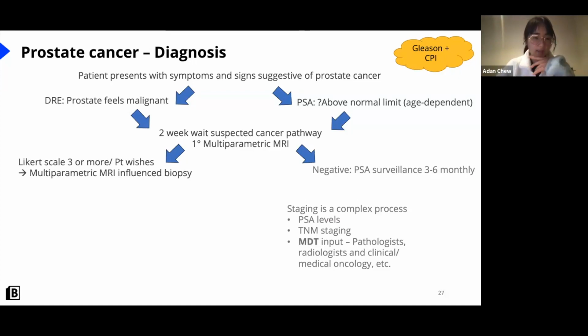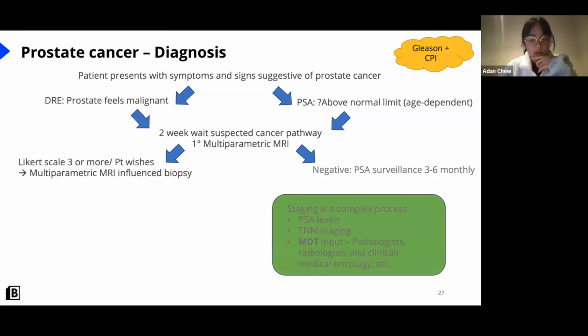It's a screening test. So staging is a complex process in prostate cancer. You would look at their PSA levels. Sometimes the higher the PSA, the more likely it is to be a diagnosis of prostate cancer. You would look at the TNM staging, so tumor, node, metastases. You would look at how extensive the tumor is.